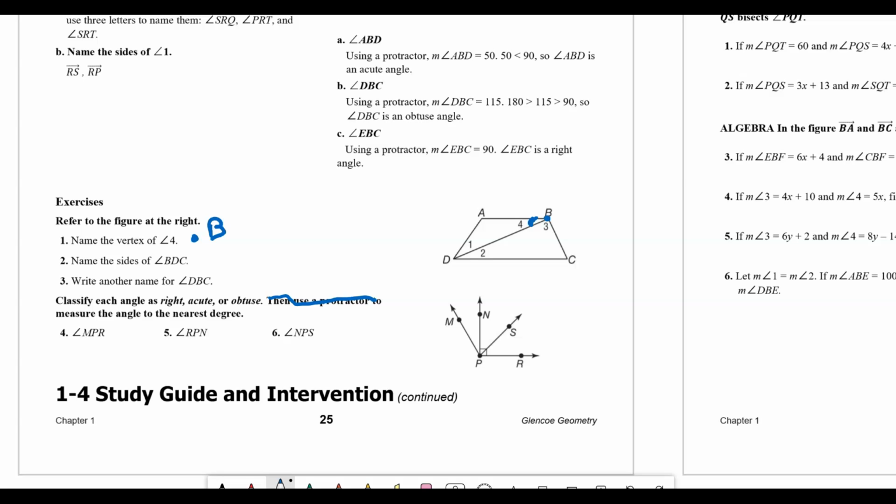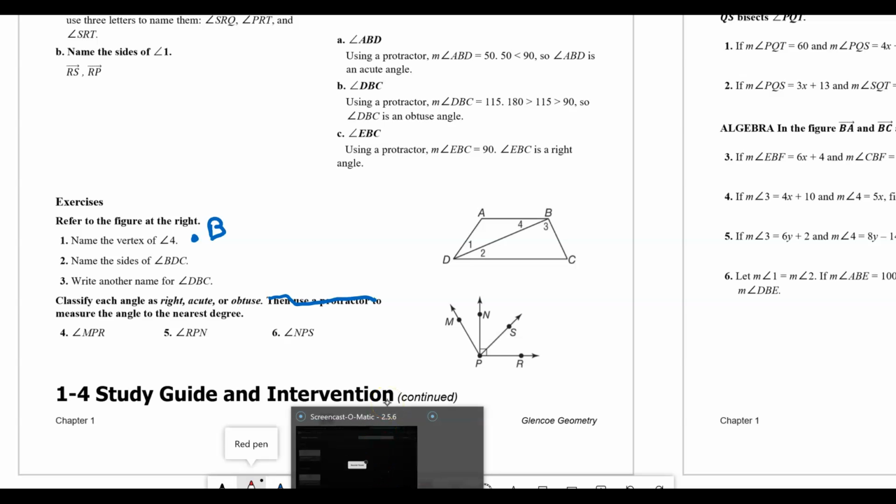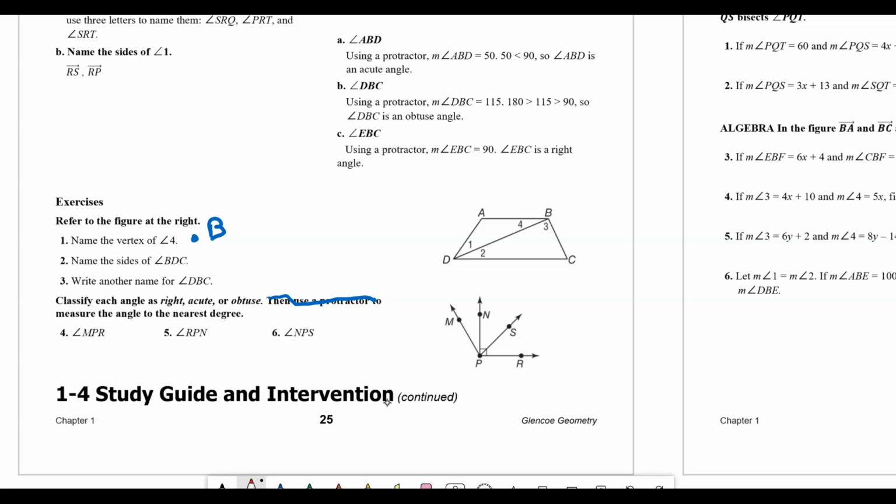Okay? Now, the sides of angle BDC. Let's take a look at where angle BDC lives, and we'll highlight that. BDC means that we're going to go from B to D to C, and observe the angle that's formed there. The angle that's formed there is really angle 2, but we could also call that angle BDC, or angle CDB. We can name it either way. But they're asking us for the sides, so the sides are going to be the two rays that are formed here.